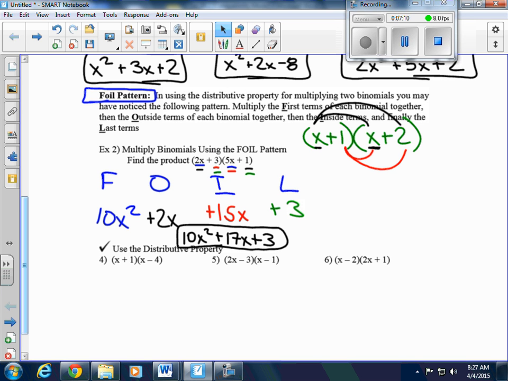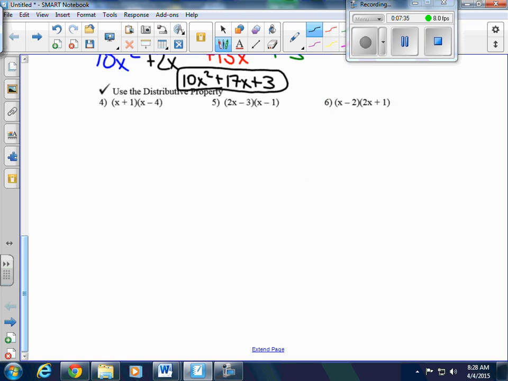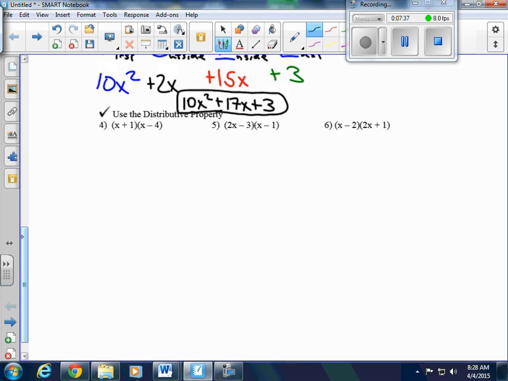So FOIL, first, F stands for first, O stands for outside, I stands for inside, and L stands for last. So the foiling is the first, the outside, the inside, and the last. So let's do number 4 together, and then we'll have you take a chance at the other one.